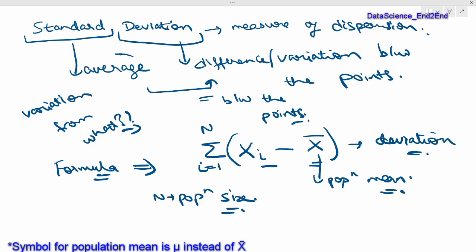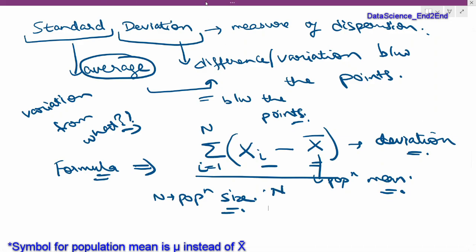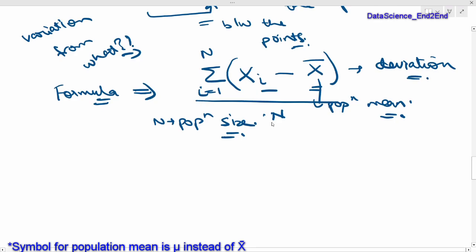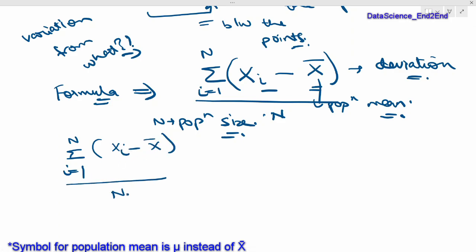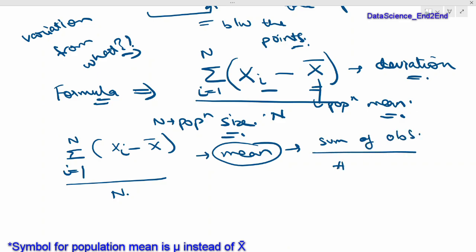And since we are talking about average, we will divide this total sum by the total number of observations. So basically, if you have a look at the formula again, it's nothing but summation i equal to 1 to n of xi minus x bar, divided by n. And this is the formula for mean that we talked about in the previous classes, which is the sum of observations, in this case the sum of deviations, divided by the total number of observations.